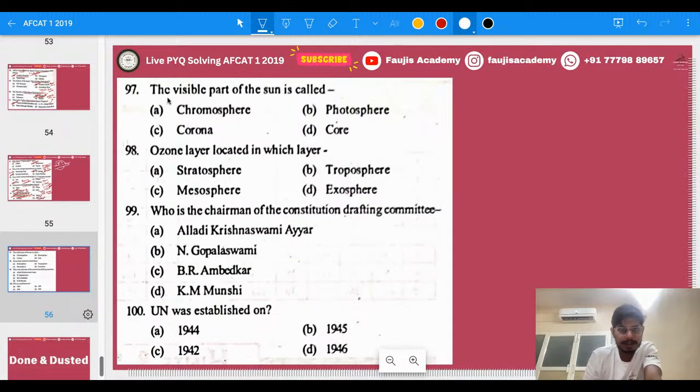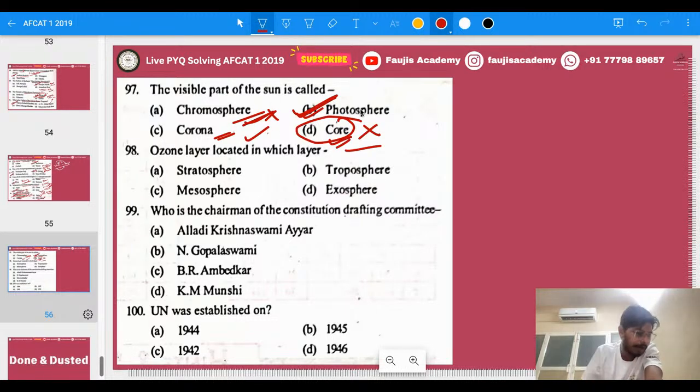all right. The visible part of sun, the visible part of sun is called what? Okay, the visible part of sun is called your photosphere. Okay, core is not visible at all. Okay, chromosphere is also not visible at all. Okay, right. Corona is also another part of it. Okay, right. These are all the internal parts of it. Core is the core, inside core. It's not visible, right? Okay.